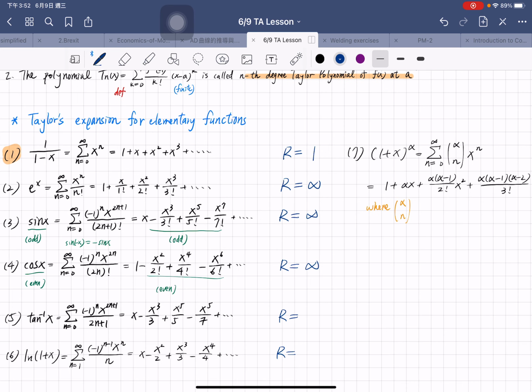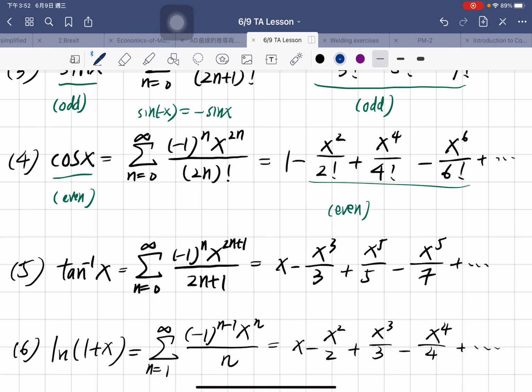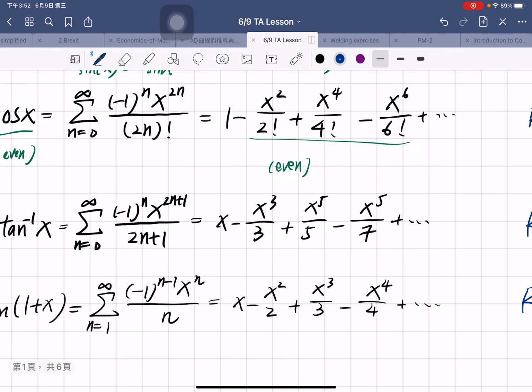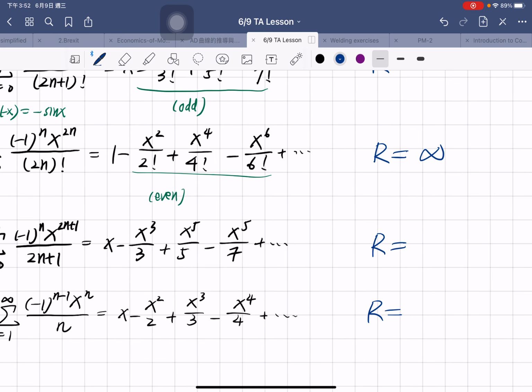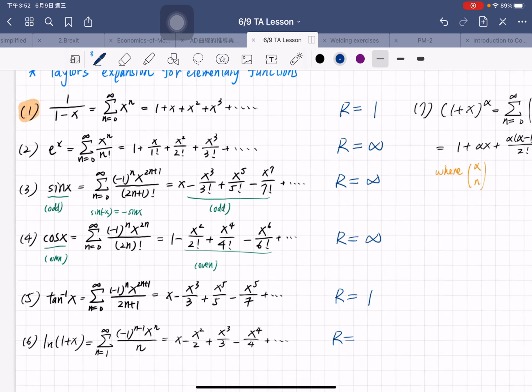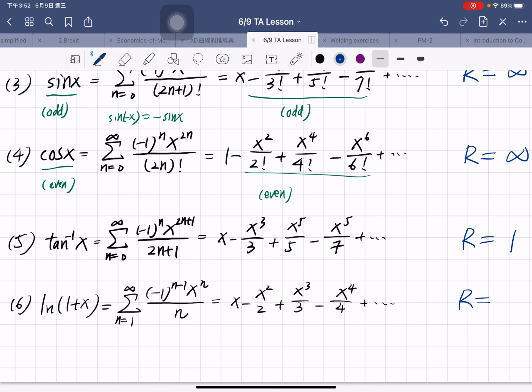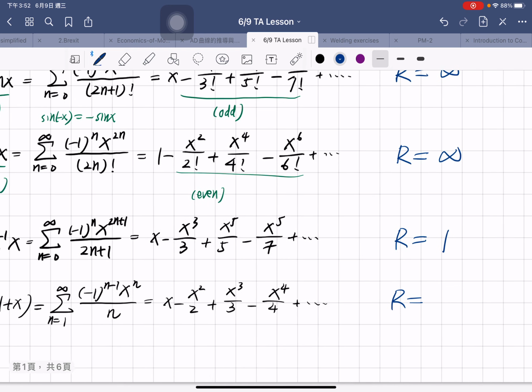The fifth one is arctangent. Our arctangent expansion looks like this, so there is no need for me to say more about it. You just look at it, and our radius here is 1. The sixth is the natural log of 1 plus x. It also looks like this, and our radius is 1.